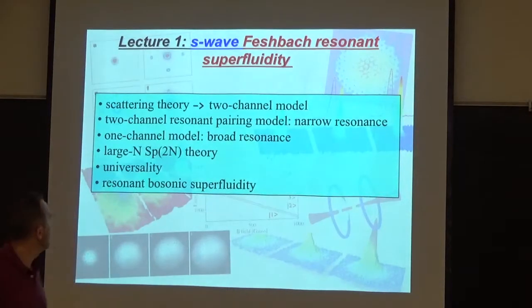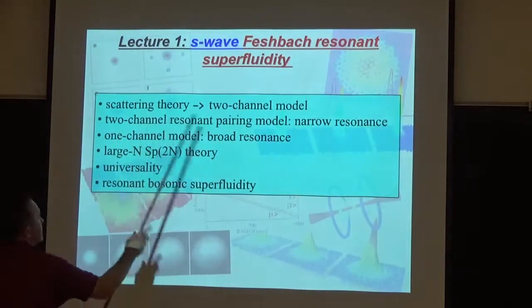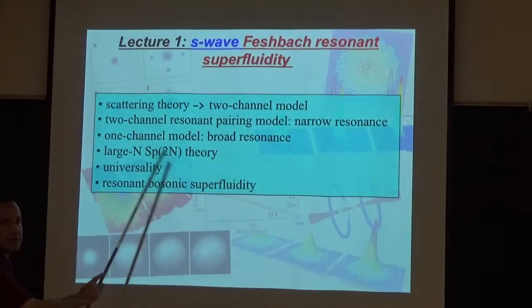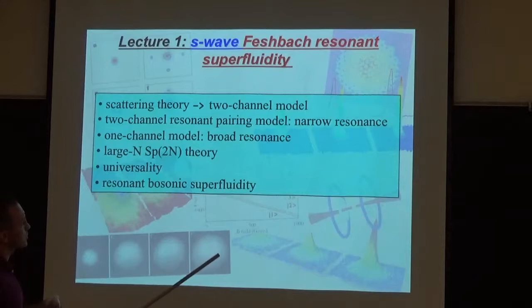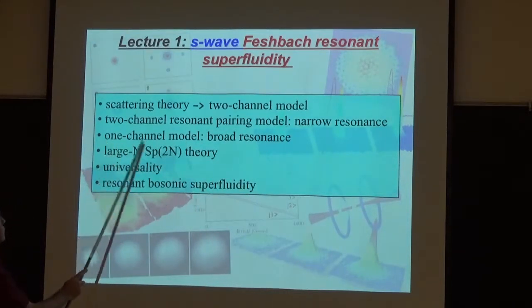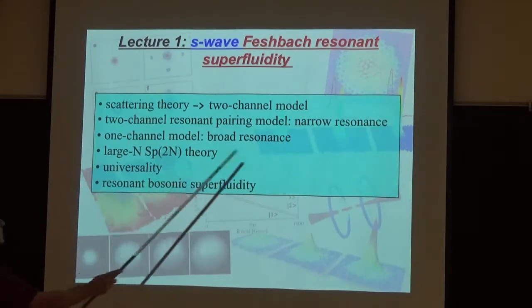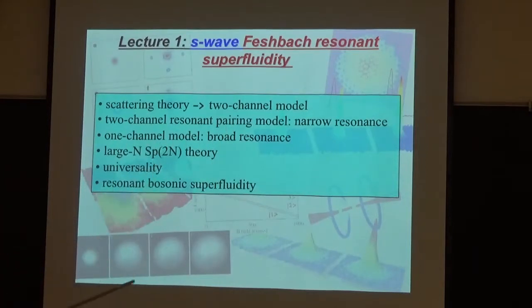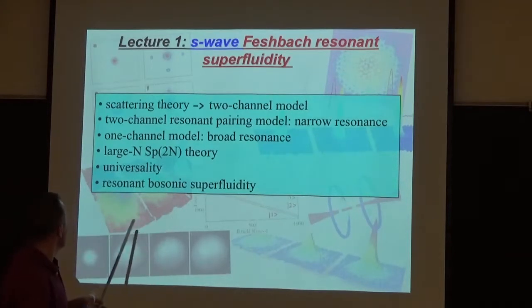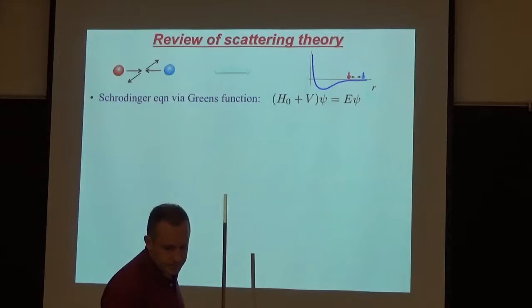Then I'm going to talk about two-channel resonant superfluidity, and that's appropriate for a narrow resonance. Well, in fact, it's a universal, general description, but as I will show, when the resonance becomes broad, meaning this molecule doesn't live for a very long time, or the barrier between the bound state and the continuum of states is small, then this two-channel model becomes a single-channel model, because you can effectively integrate out this boson, and you get a four-Fermi interaction that you're more familiar with. Then if I have time, I'll describe the Landau-Ginzburg theory of this, and then talk about universality.